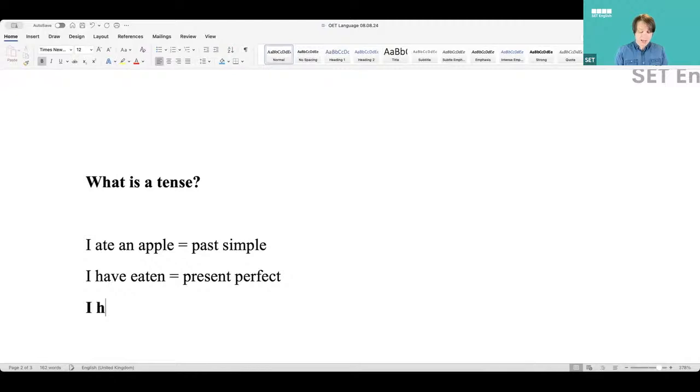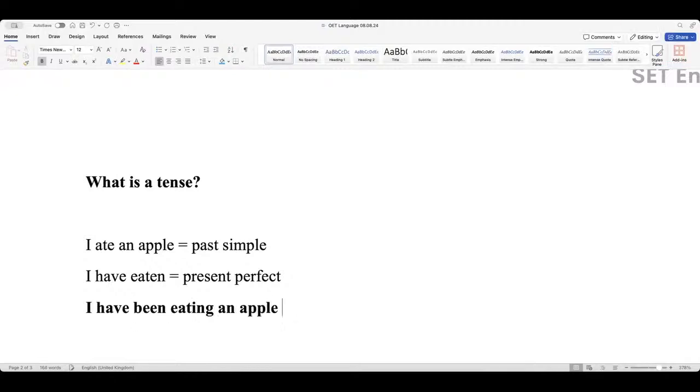What tense is this, guys? I have been eating an apple. Present perfect. Present continuous. Perfect continuous.